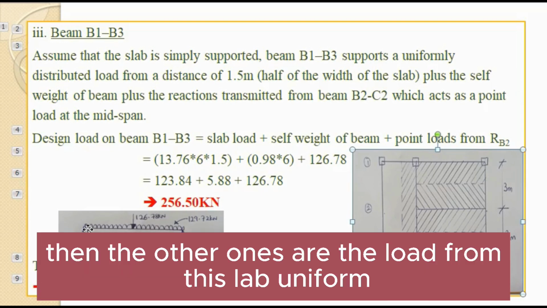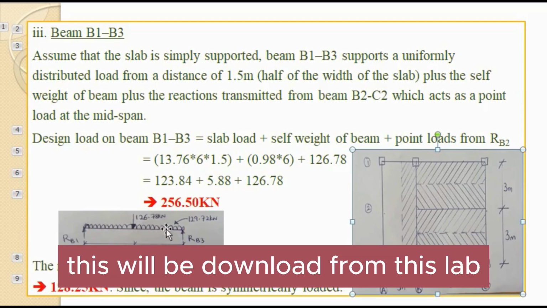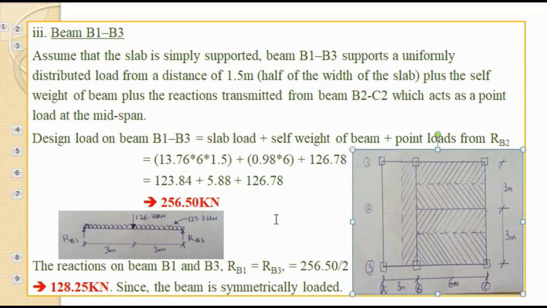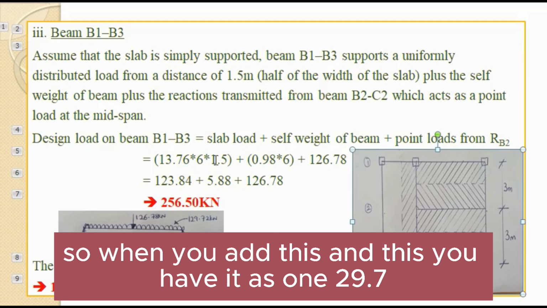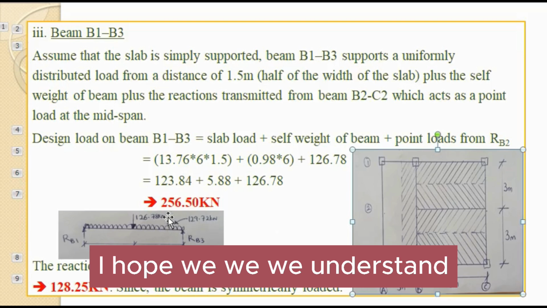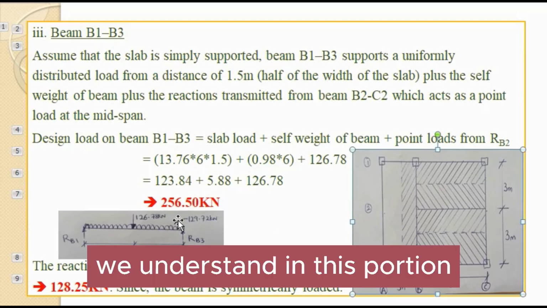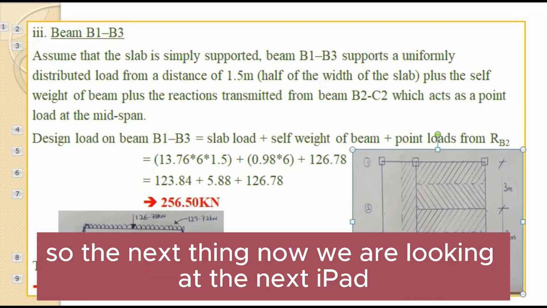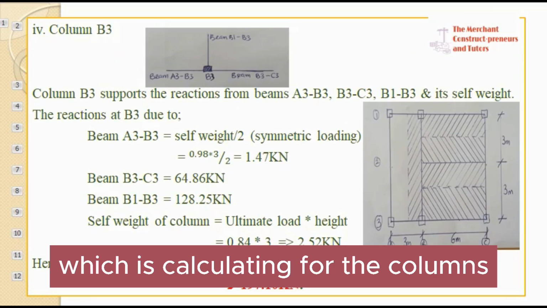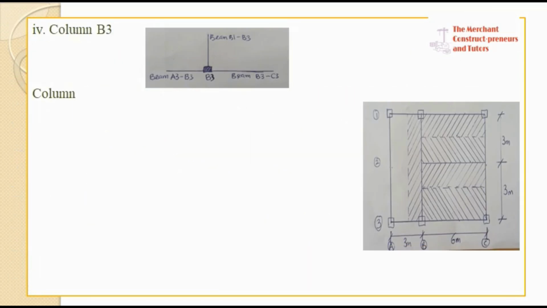Then the other one is the load from the slab, the uniformly distributed load from the slab, that we are considering here. So when you add this and this, you have 129.72. I hope we understand this portion. Okay, so the next thing we are looking at is calculating for the columns.